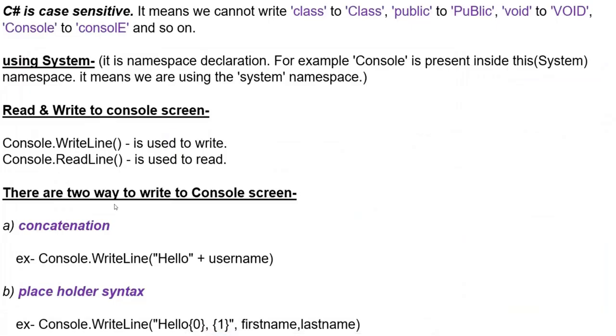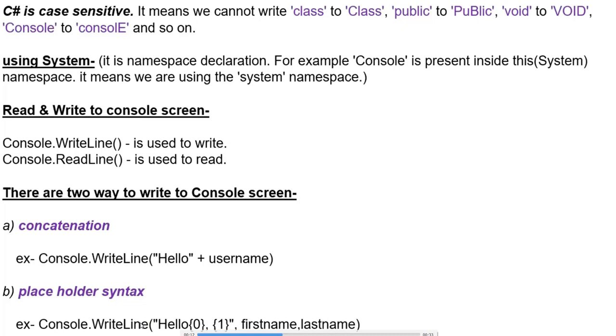Now there are two ways to write to the console screen: concatenation and placeholder syntax. We will look into that in a few seconds, when we see what a variable is. Like Console.WriteLine, "Hello" will be printed with the username. So whatever username we provide will be printed with Hello.